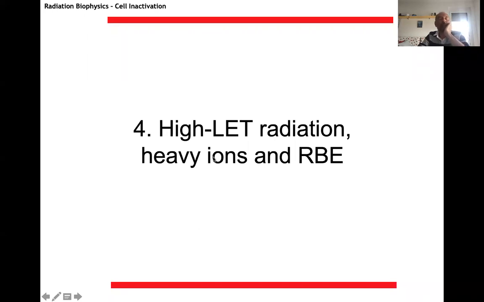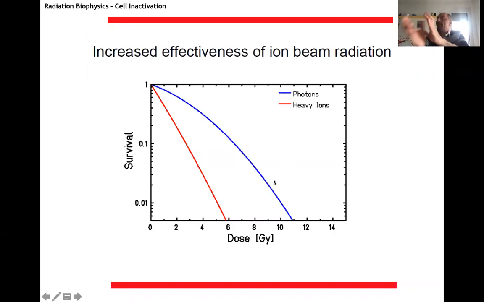In this final part, we will focus on high-LET radiation. And the first important concept that we need to introduce when we do high-LET radiation is the RBE, the relative biological effectiveness. Where is this coming from? This we saw actually already at the very beginning, if you remember.